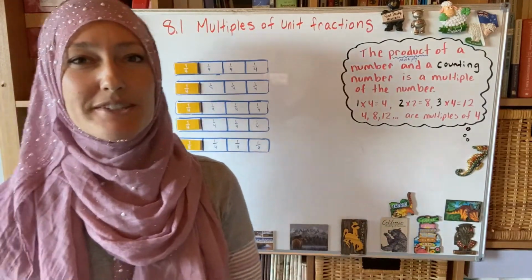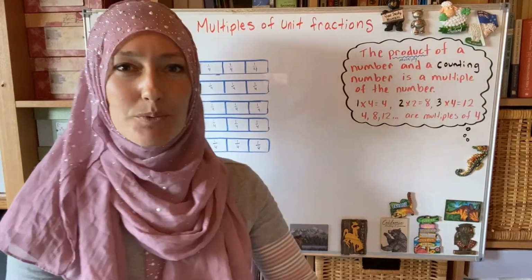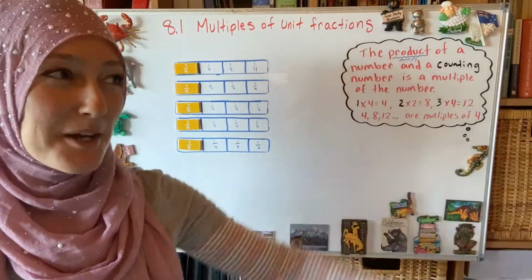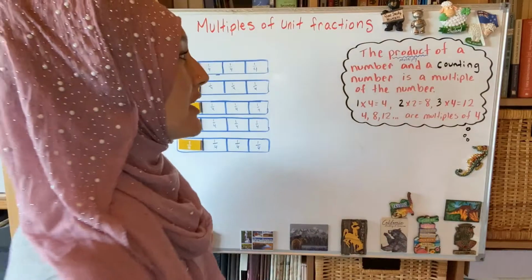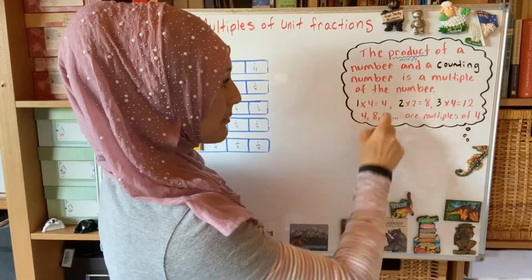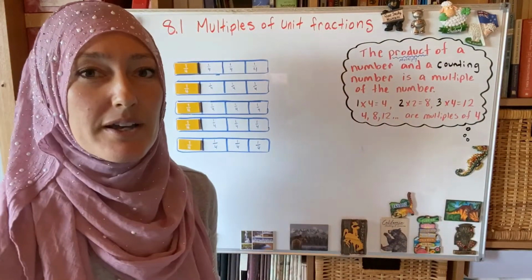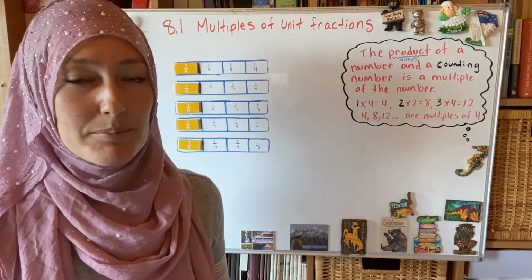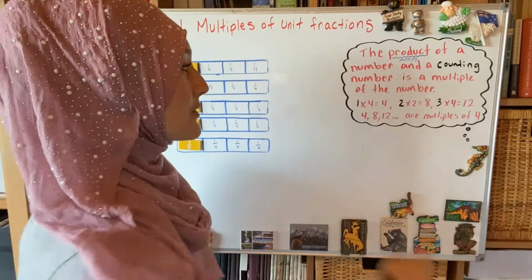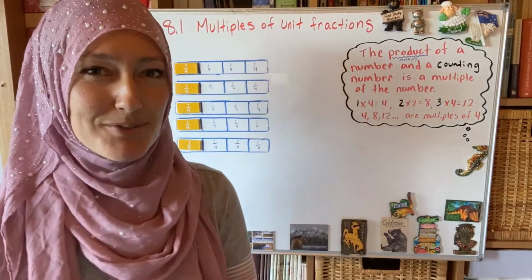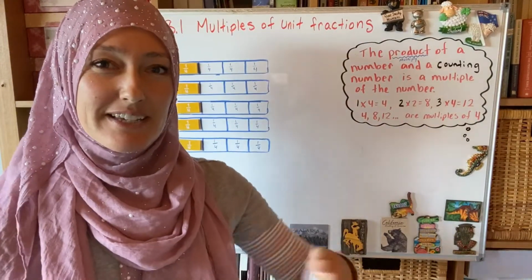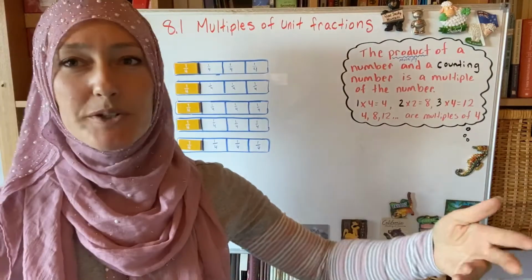So a counting number is anything we count with starting with 1, so 1 until you can stop counting. And product, remember, means to multiply. So I am multiplying a number. Let's say our number is 4. I'm multiplying it by a counting number to get all of the multiples. So 1 times 4, 2 times 4, 3 times 4, 4 times 4, 5 times 4 is how we set that up. And what we're doing is we're skip counting.